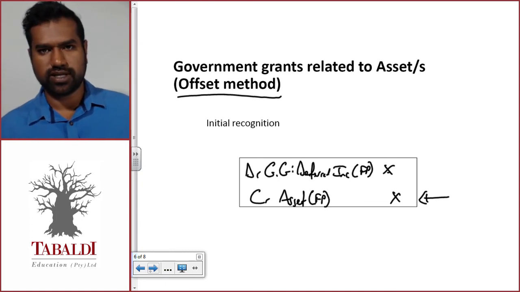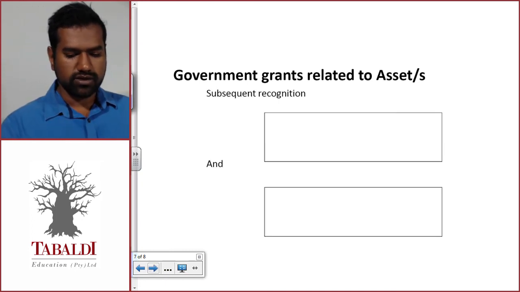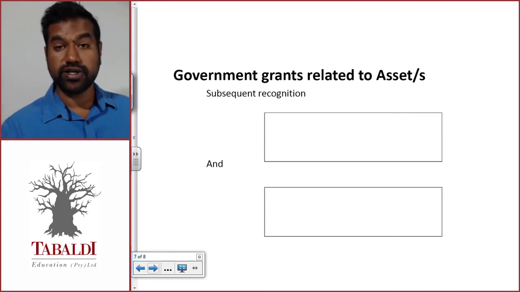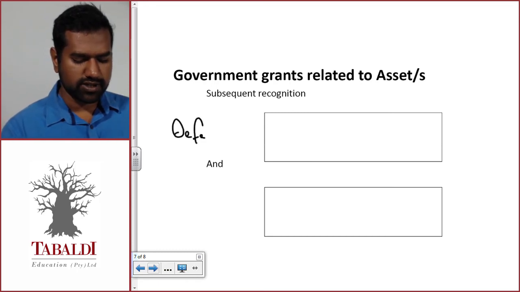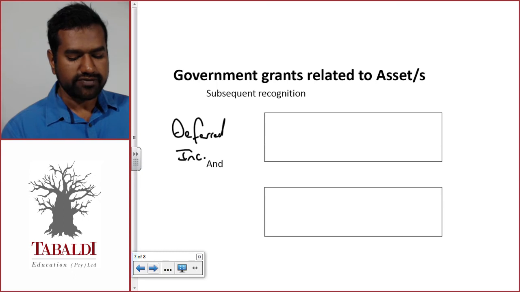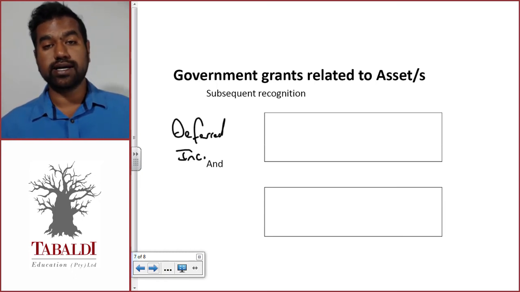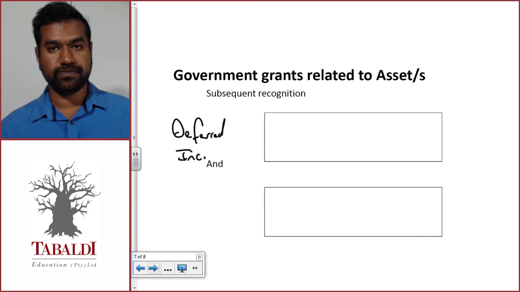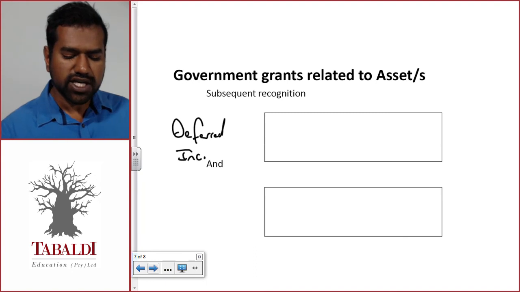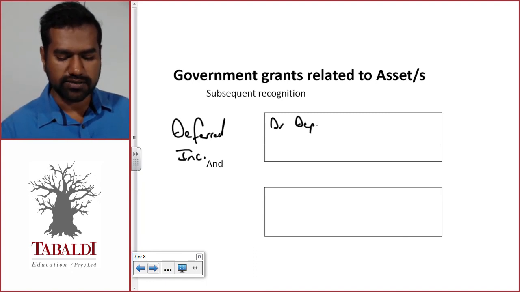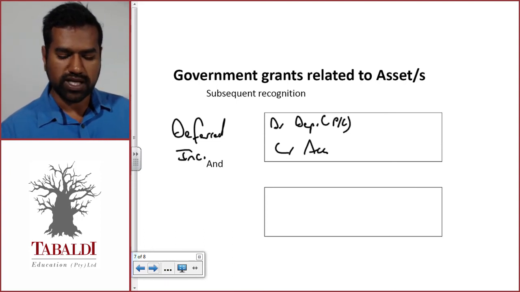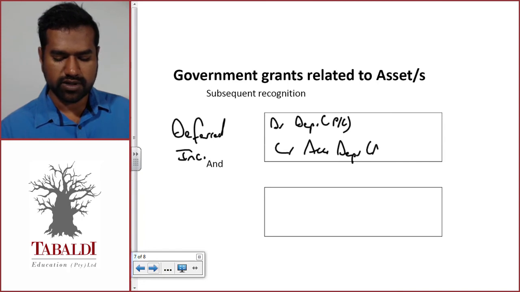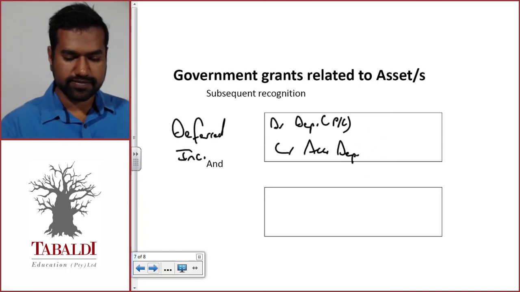Well, what will happen subsequently to this? Now, we know for the deferred income method, let's look at the deferred income method first. For the deferred income method, we said that we are going to keep our expenses separately from our income. So let's go and do the easy part first, being the expenses. We know the expenses here will relate to depreciation. So debit our depreciation, statement of profit and loss, and credit our accumulated depreciation, statement of financial position.